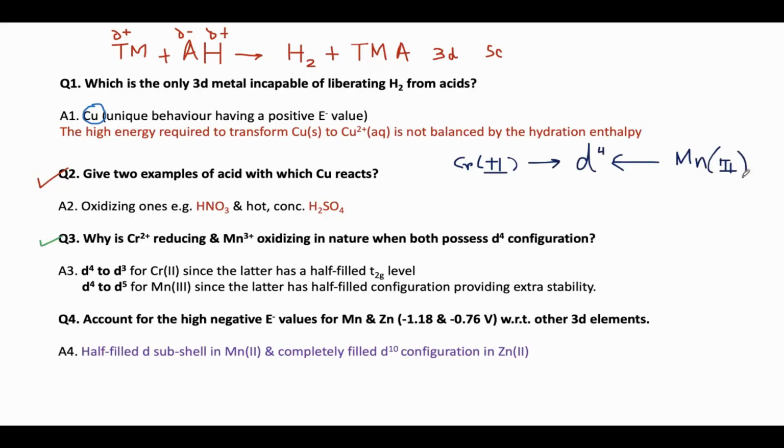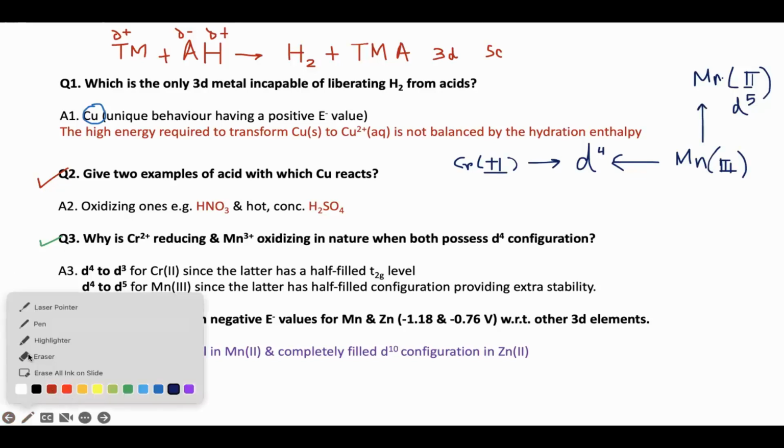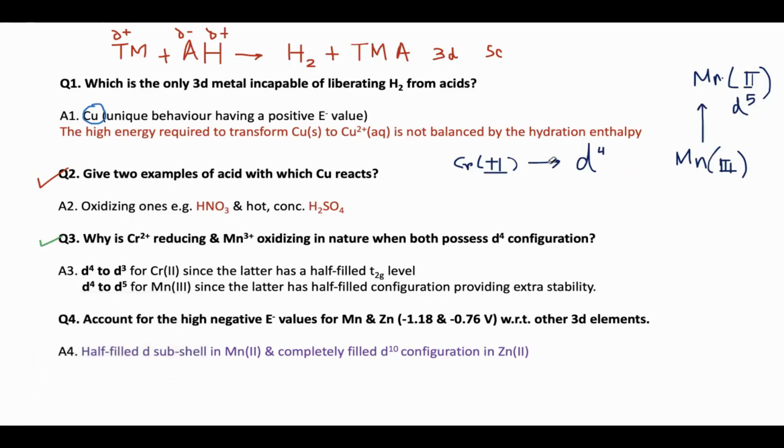Both manganese 3 and chromium 2 are d4 in nature, but their tendency to react is just the opposite. Manganese 3 wants to go to manganese 2, which is d5. Let me correct this line here because it shows this transformation. So you have to take another example here. Both of these are actually equivalent. Chromium 2 is equivalent to d4. Manganese 3 is also equivalent to d4.